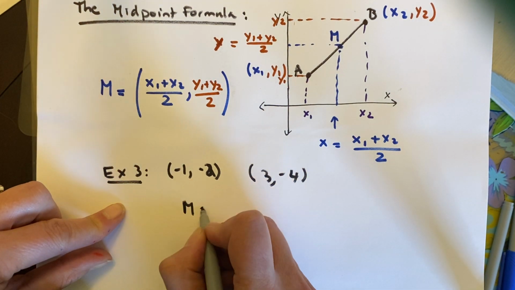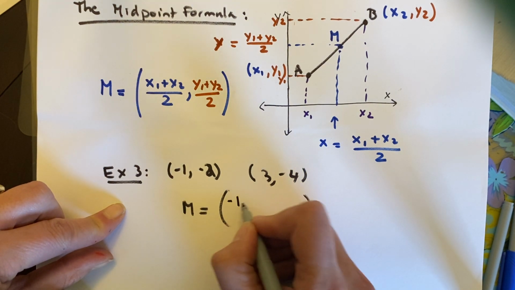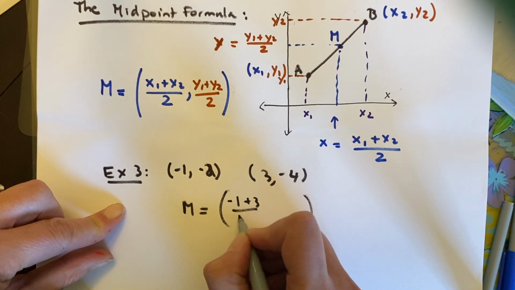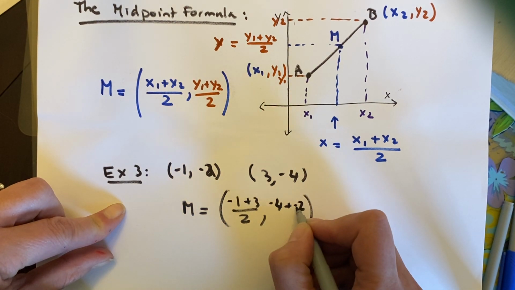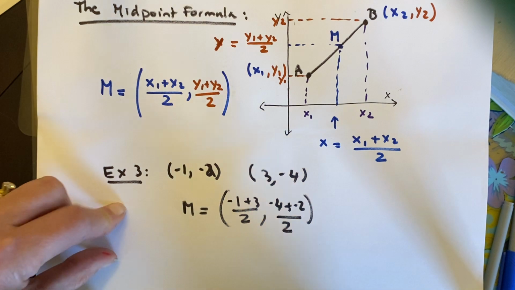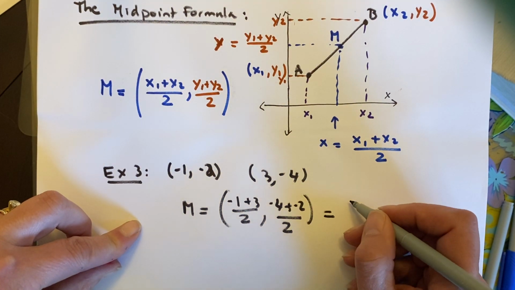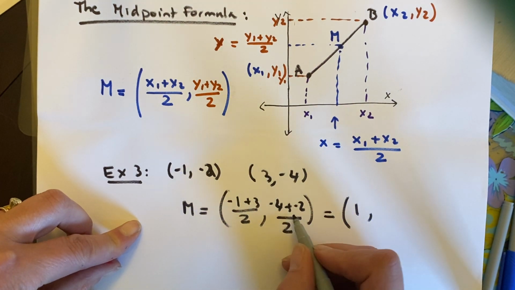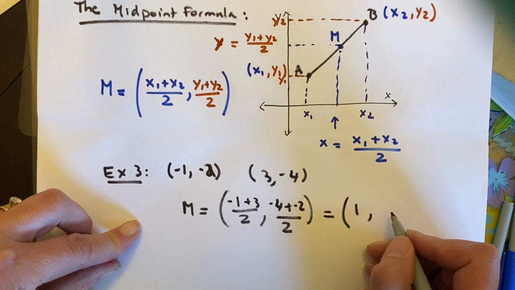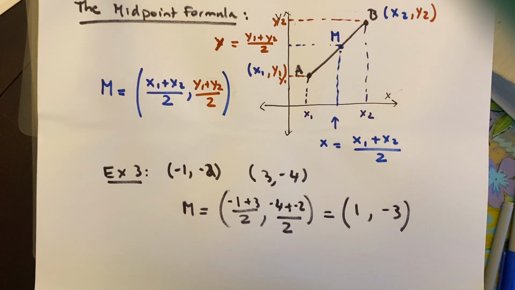So my midpoint is -1 plus 3 divided by 2, -4 plus -2 divided by 2. -1 plus 3 divided by 2, so this is 2 divided by 2 is 1. -4 plus -2 is -6 divided by 2 is -3. So my midpoint between those 2 points is 1, -3.